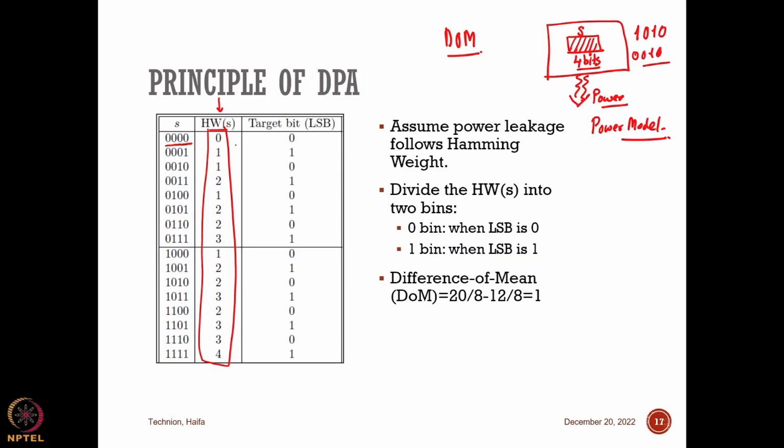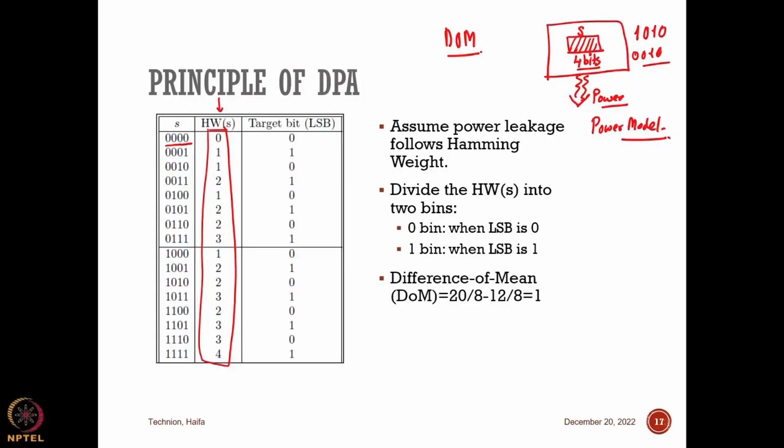So what I am trying to do now is imagine that you have this, I write down all these Hamming weights, and now I want to take all these power values, which in this case are numbers from 0 to 4, because in a 4-bit number the Hamming weight can go from 0 to 4. There can be 5 possibilities: 0, 1, 2, 3 and 4. So now I take all these Hamming weights and put them into 2 bins. One bin I call the 0 bin, the other I call the 1 bin.